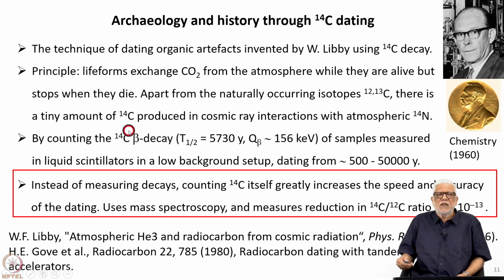By counting the carbon 14 through its beta decay. The half-life of carbon 14 is 5,700 odd years. It's a low energy beta, a continuous spectrum with an endpoint energy of 156 keV. Let's say the average energy is of the order of 50 to 80 keV. You measure the decay in liquid scintillators in a very low background setup, and then you can date the object.